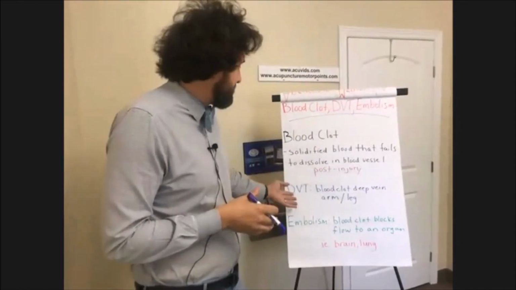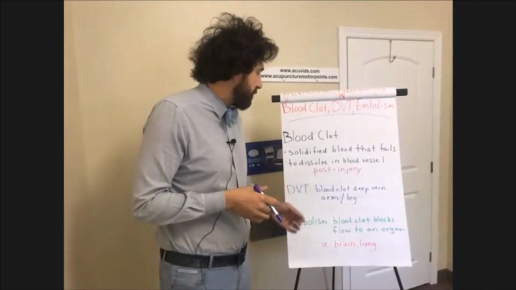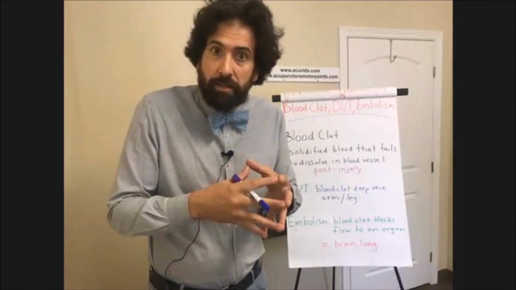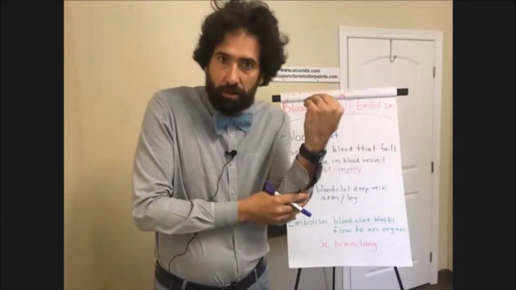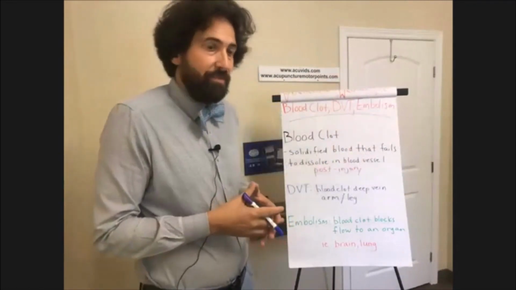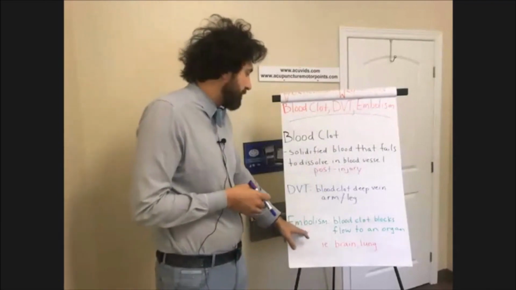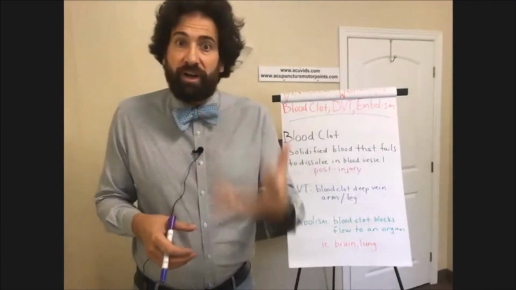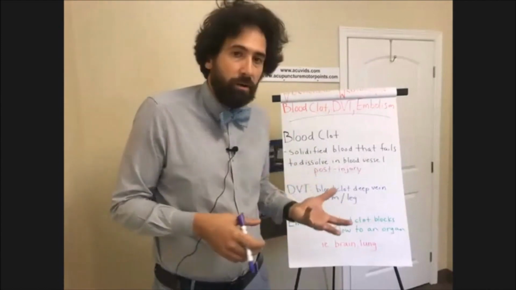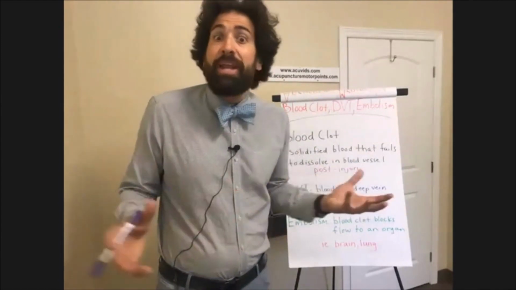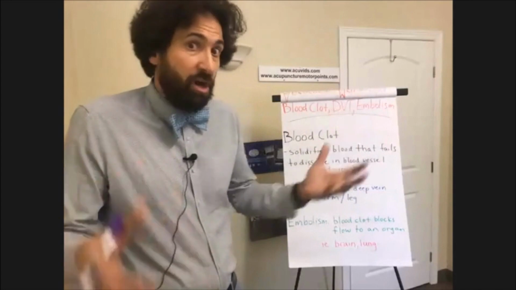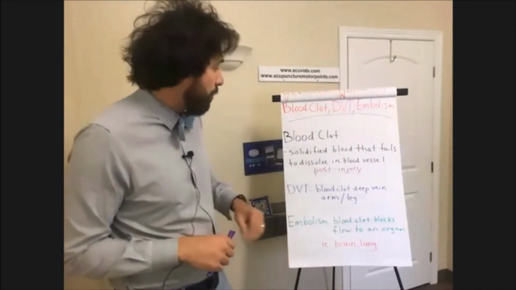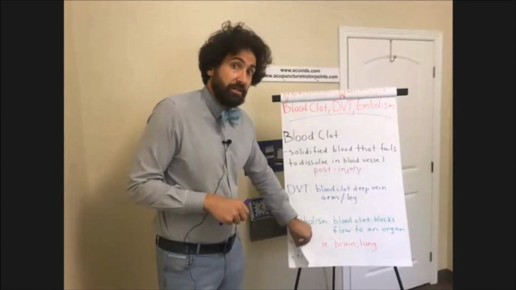Definition of terms. DVT, a deep vein thrombosis, is a blood clot that occurs in the deep vein of the leg or the arm. That's why they call it deep vein thrombosis. And an embolism is a blood clot that blocks flow to a vital organ, or any organ at all. You can have an embolism to any organ of the body. The liver, the brain. And the most common one you hear about is a pulmonary embolism, in the lung.